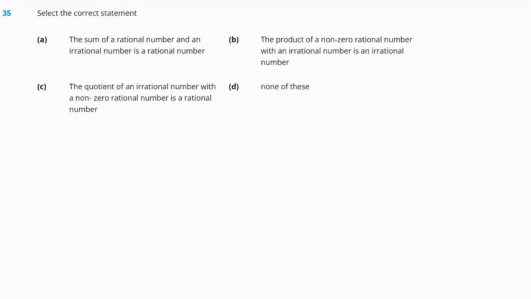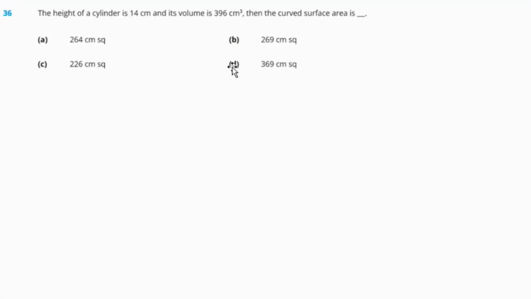Now next is select the correct statement. The sum of a rational number and an irrational number is always a rational number. Okay, so that is not true. Sometimes it could be, sometimes it is not. The product of a non-zero rational number with an irrational number is an irrational number. So yes, that is a correct statement. Okay, so option B needs to be the correct answer.